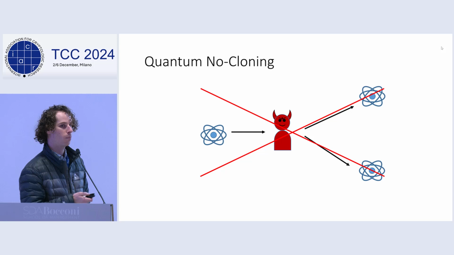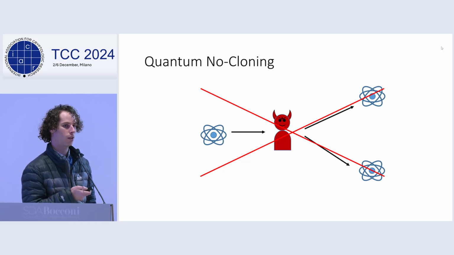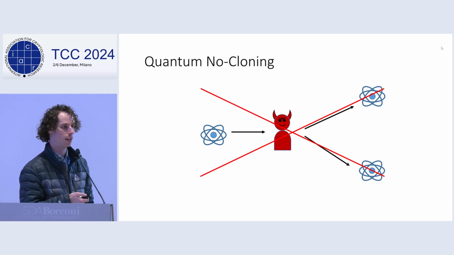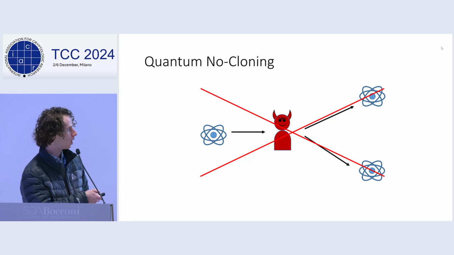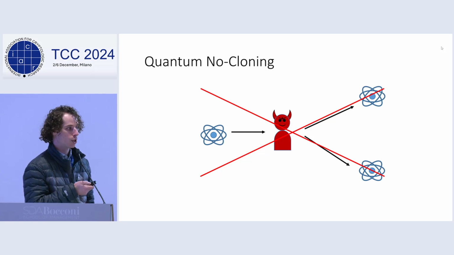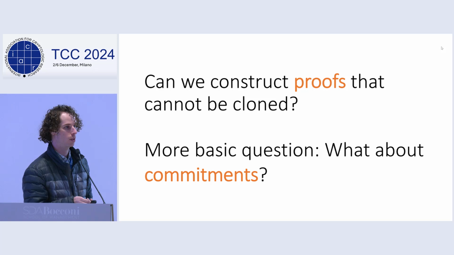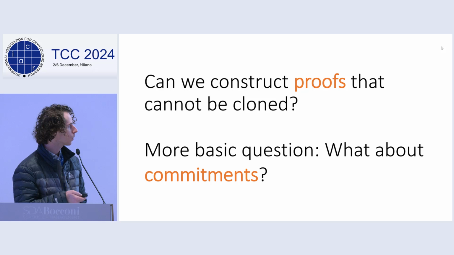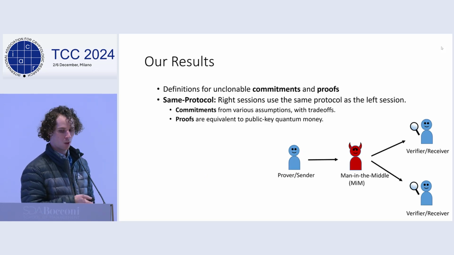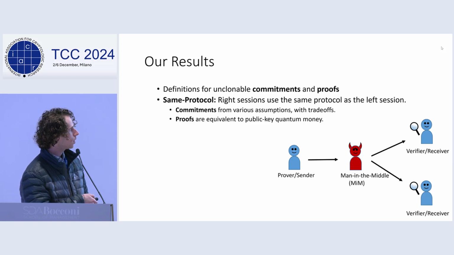So the idea is perhaps we can use the fact that quantum mechanics does not allow the cloning of quantum states to do something about this. You cannot send the same state to two different parties. So in this work, the question we ask is, can we construct proofs that cannot be cloned? And then an even more basic question of, can we construct commitments that cannot be cloned? So we're going to consider a scenario where a prover sends a commitment or proof to a man in the middle, and then the man in the middle sends their own commitment or proof to two different verifiers or receivers here.